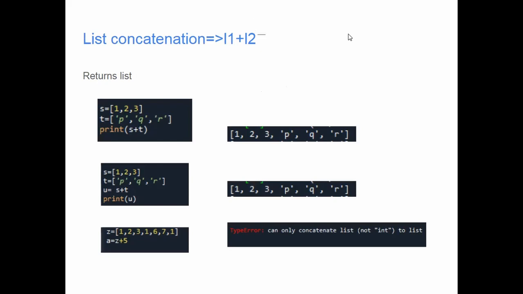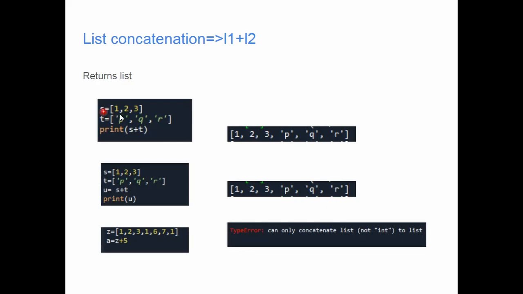Concatenation means adding the two lists. Suppose we are adding two lists, and what is it going to return? The sum is going to return a newly created list. As it returns a list, we can use that output with the print statement, or we can use it with the assignment statement. But we cannot use it with the if and for loop.